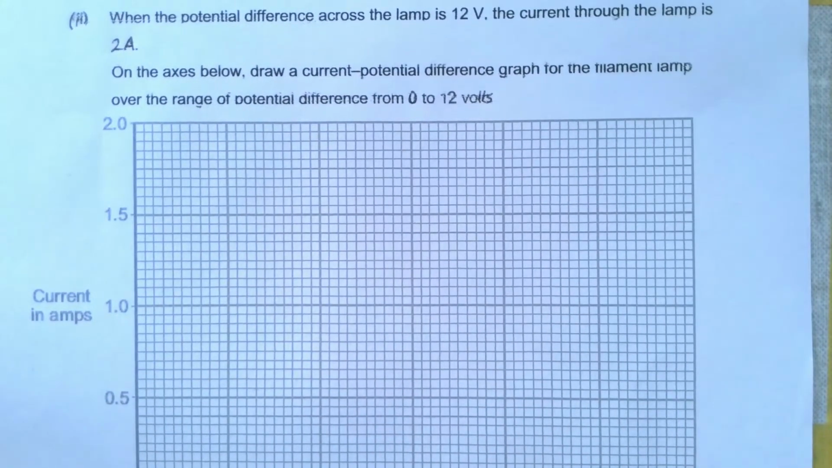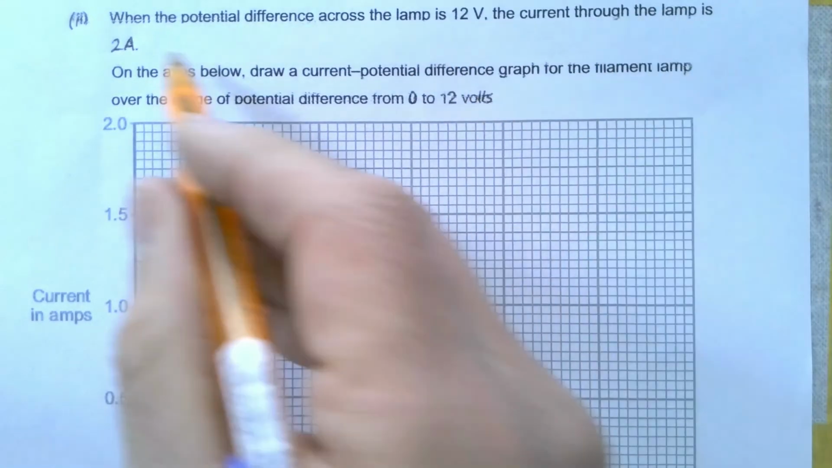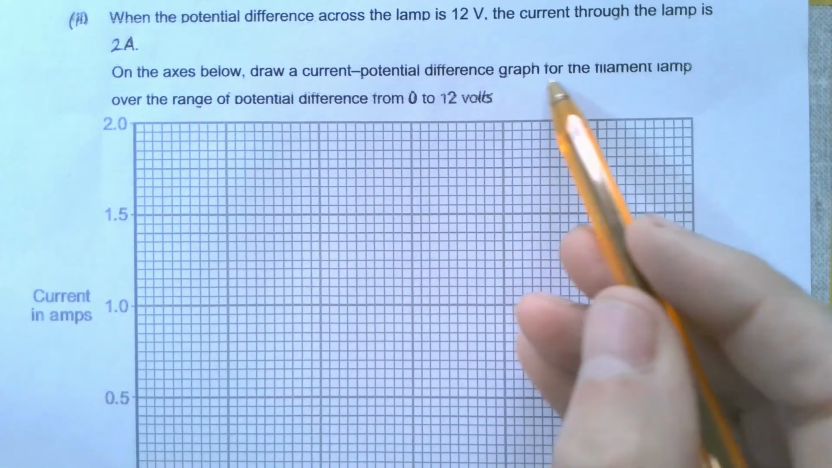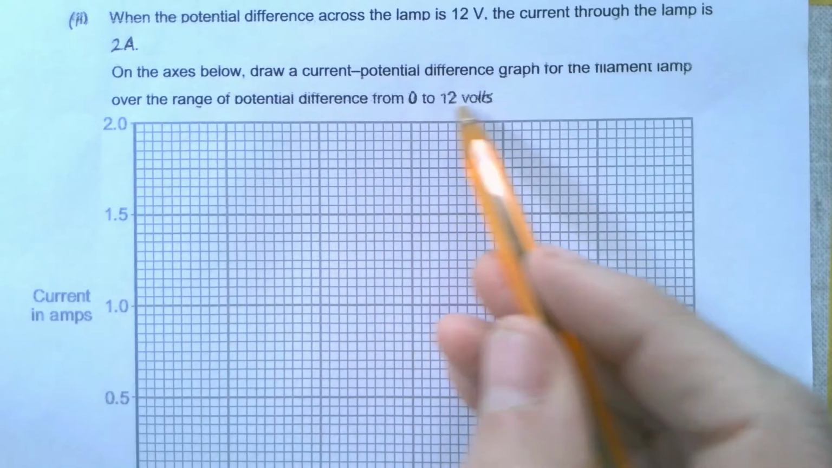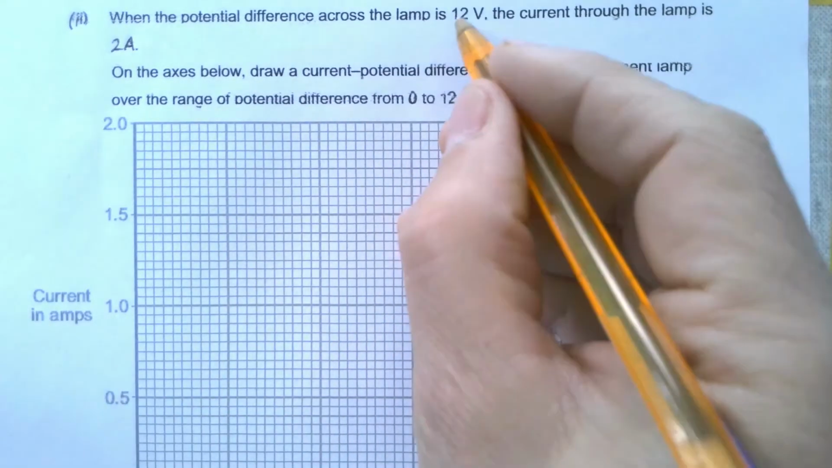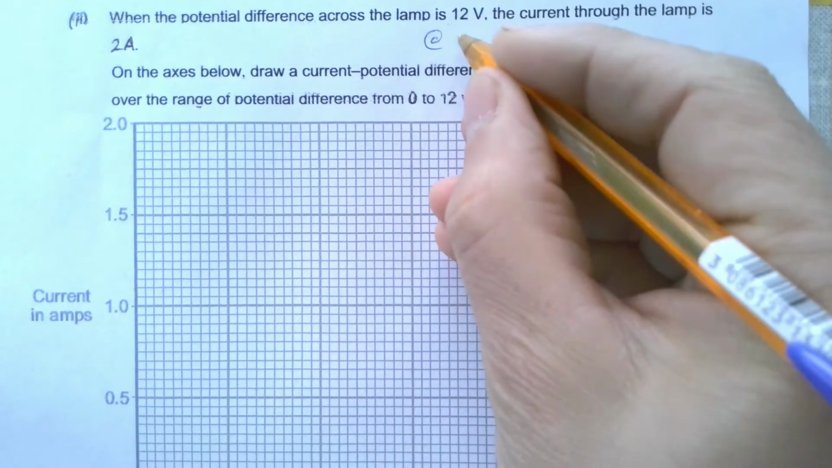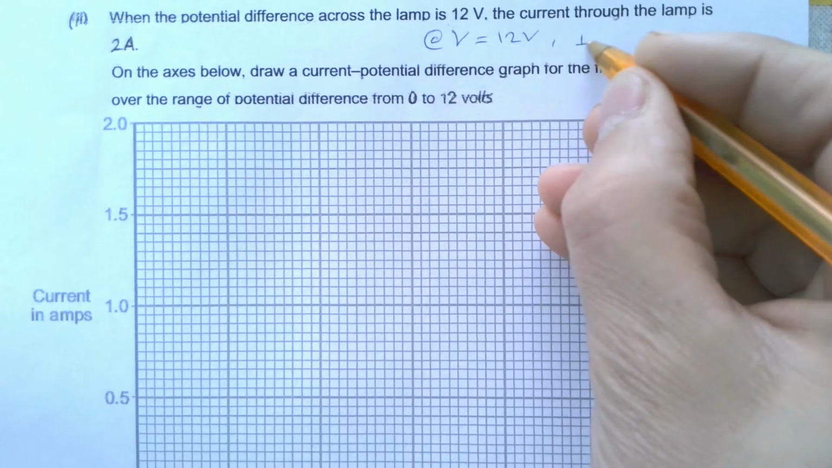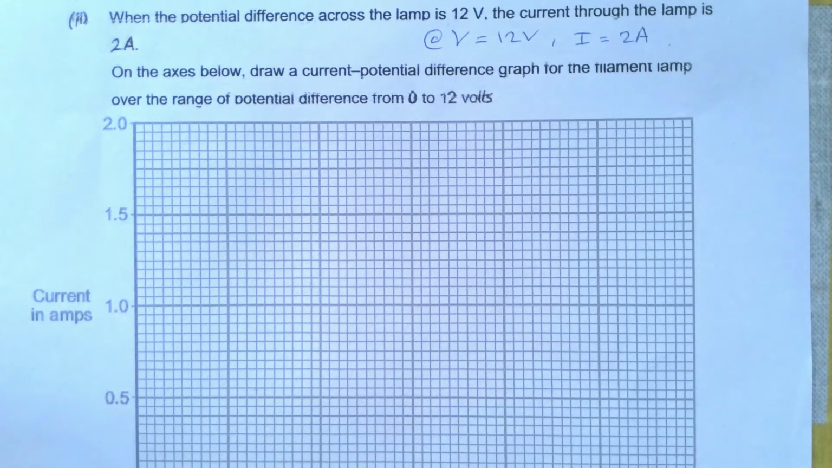Part 2. When the potential difference across the lamp was 12 volts, the current through the lamp is 2 amps. On the axis below, draw a current potential difference graph for the filament lamp over the range of potential difference from 0 to 12 volts. Okay, so I know it tells me here that at V equals 12 volts, I equals 2 amps. So I know one value.